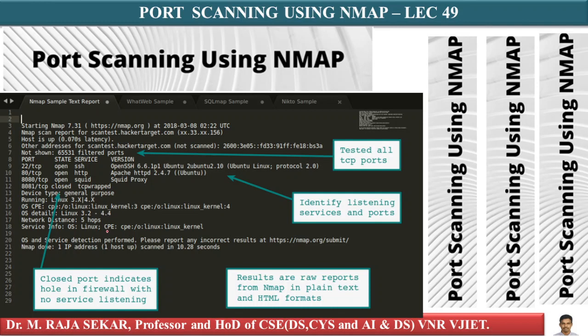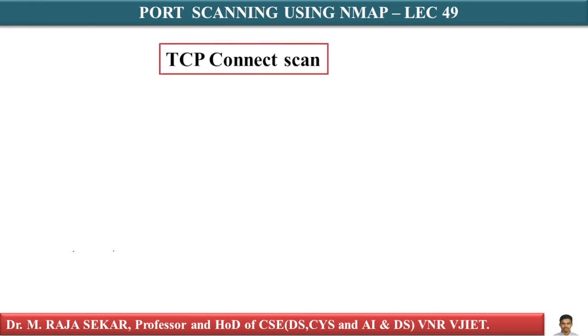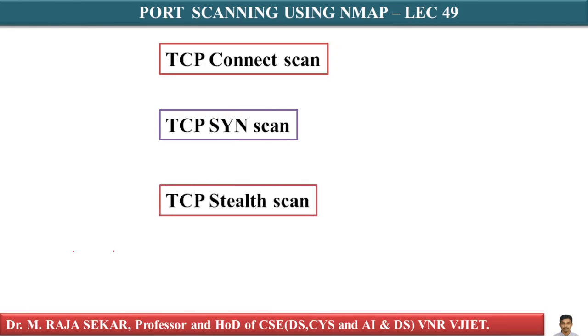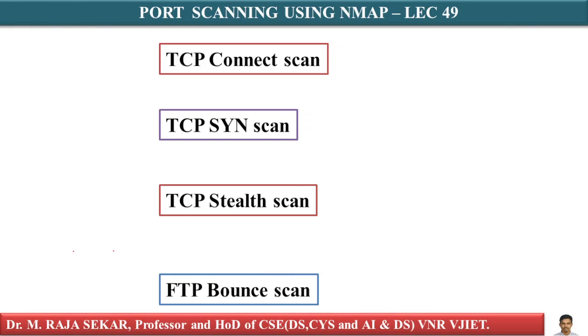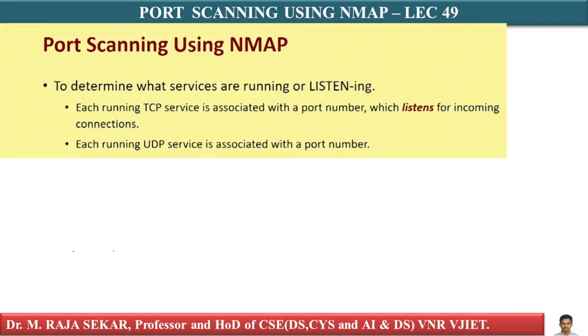In this lecture, we will try to understand some specific kinds of scanning options that are supported by Nmap. They are TCP Connect Scan, TCP Syn Scan, TCP Stealth Scan, and FTP Bounce Scan. So here we are trying to see how we can do port scanning using the Nmap tool.